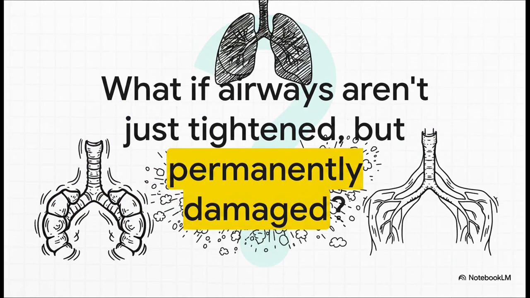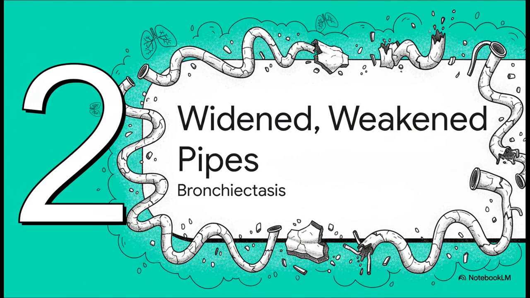Okay, so asthma is all about narrowing that is, importantly, reversible. The airways tighten, but they can relax again. But what if the damage is so bad that the airways don't just tighten? What if they get permanently wrecked, stretched out, and floppy? And that question leads us perfectly to the second stop on our tour, a condition called bronchiectasis.